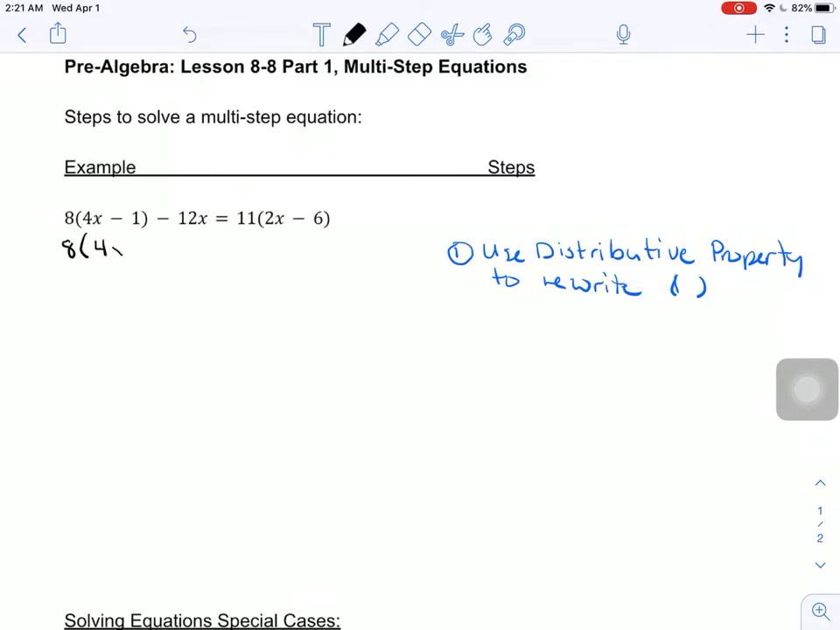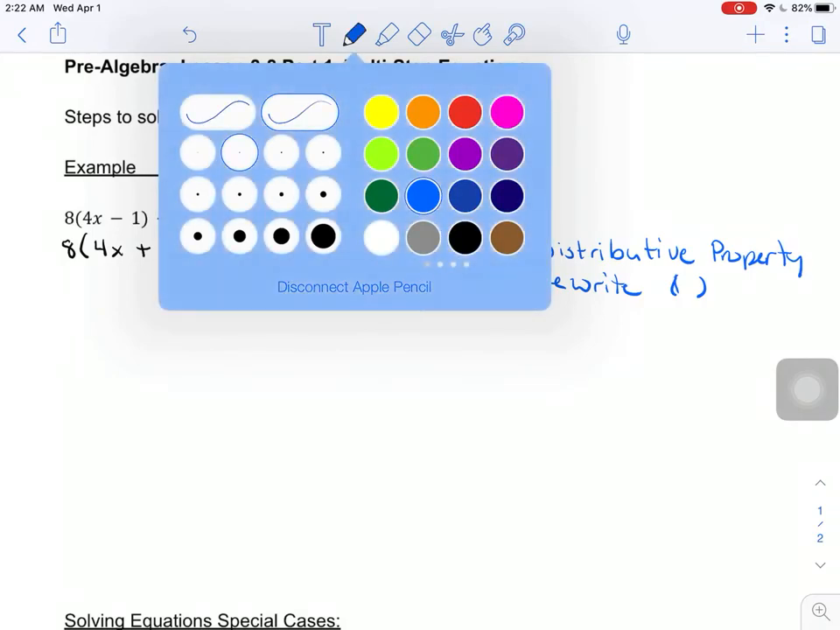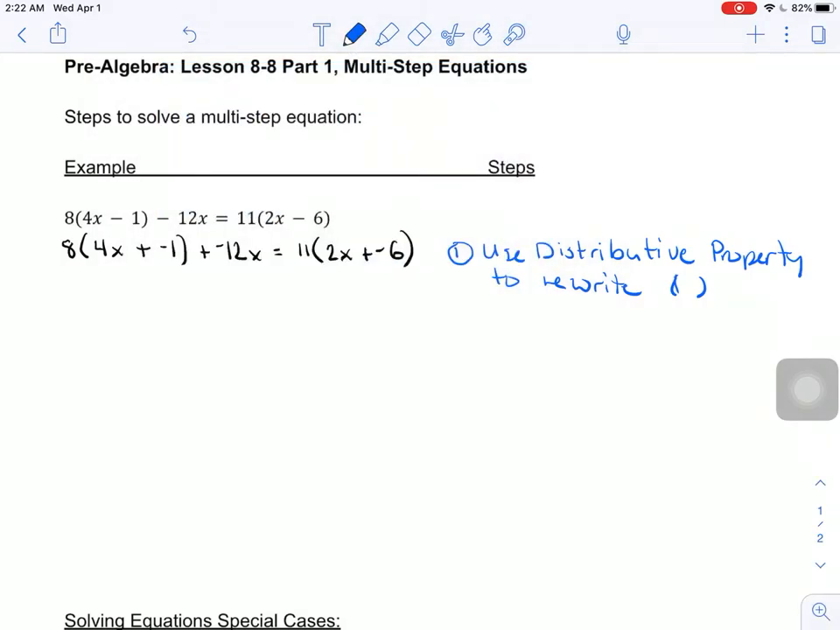I'm actually going to go through and do that really quickly. So 4x minus 1 turns into 4x plus negative 1. Minus 12x is plus negative 12x. And then 2x minus 6 is going to be 2x plus negative 6. So kind of quickly going through and changing it into addition, and now we can see where all of our negatives are. So now we're going to go through and we're going to deal with those parentheses.